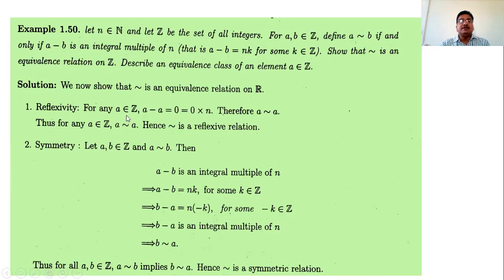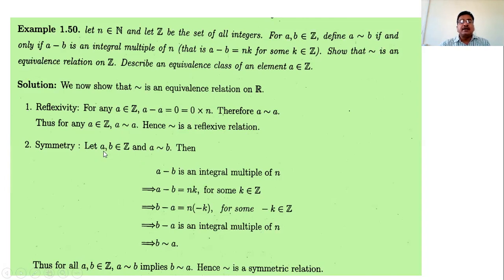The first condition is reflexive. Take one element from Z. Suppose a is an element of Z. We have to show a is related to a. A is related to a if a minus a is a multiple of n. What is a minus a? It is 0, and we can write 0 as 0 into n. That is, 0 is a multiple of n, and therefore a is related to a. Since a is any element of Z, every element is related to itself, and therefore the relation is reflexive.